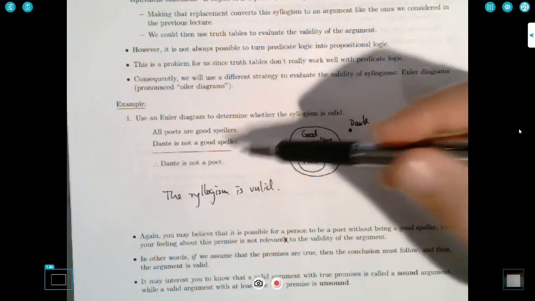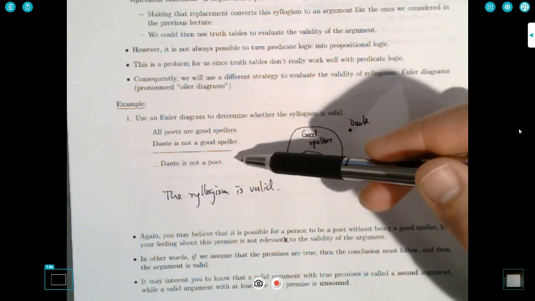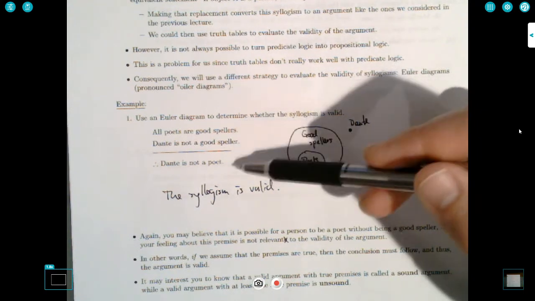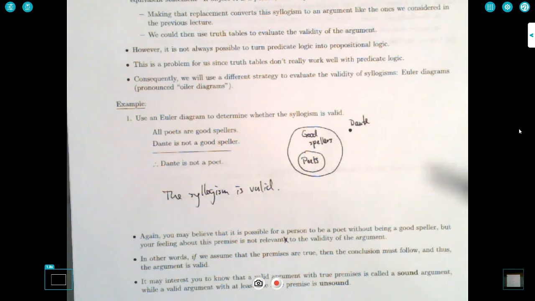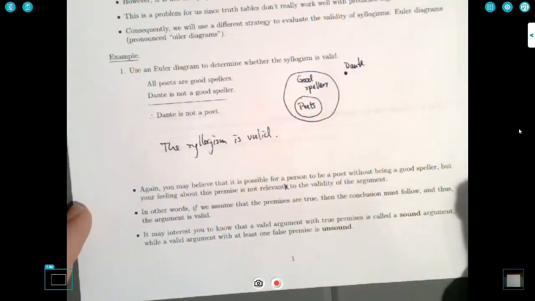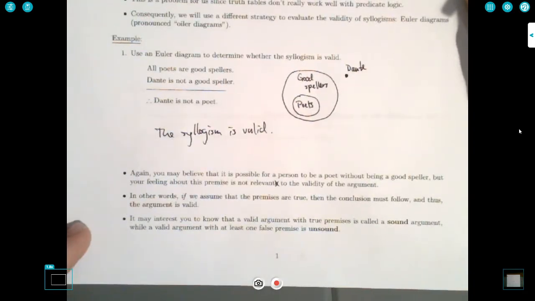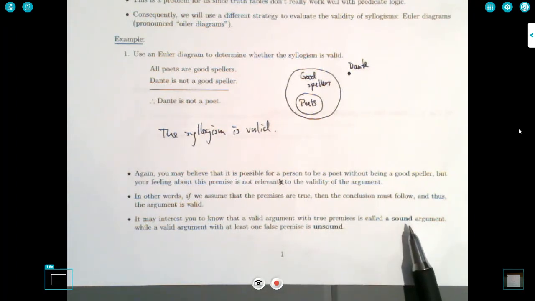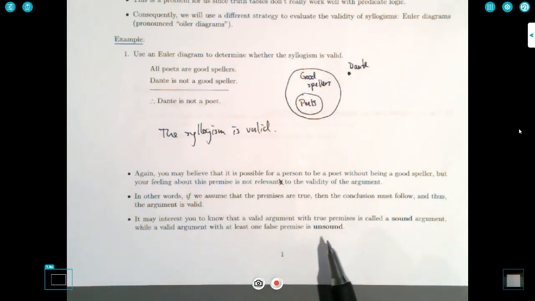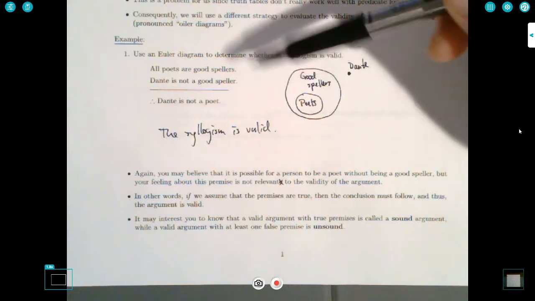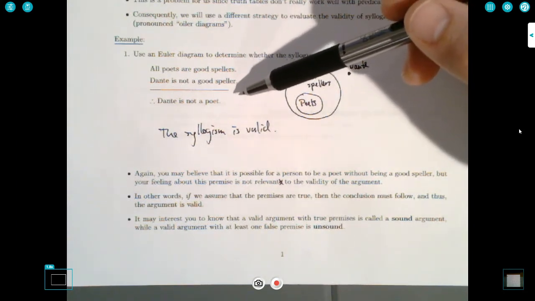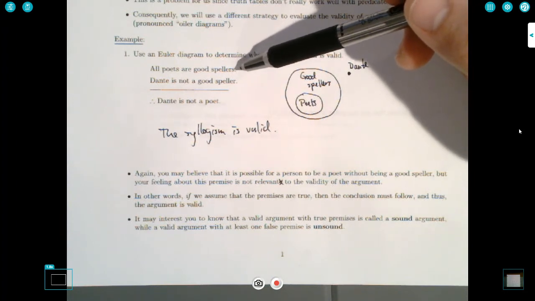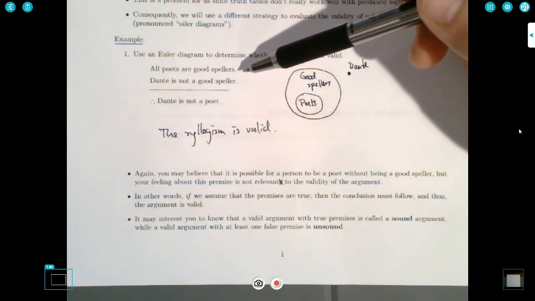So the problem with this argument, because I would agree that this argument is flawed, is not that it's not a valid argument. It's flawed because one or both of these premises are not true. But if we assume the premises are true, then the conclusion must follow, and so this is a valid argument. It may interest you to know, because I can sense that this probably bothers some of you, that a valid argument with true premises is called a sound argument, while a valid argument with at least one false premise is unsound. So in this case, this argument would be valid but unsound, because it's not necessarily true that all poets are good spellers. You could be a bad speller and still be a poet.